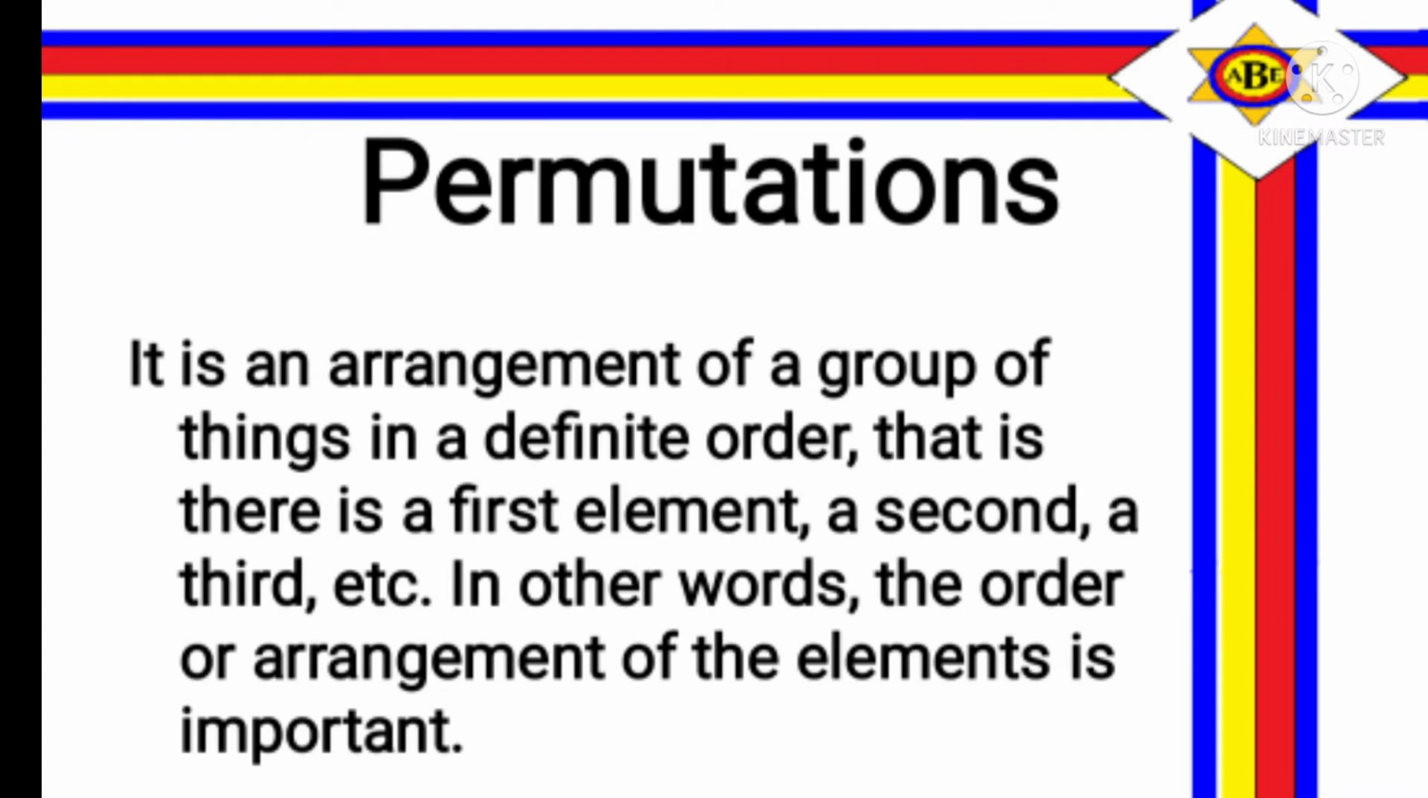Now let's have the definition. Permutation is an arrangement of a group of things in a definite order. That is, there is a first element, a second, a third, and so on. In other words, the order or arrangement of the elements is important.